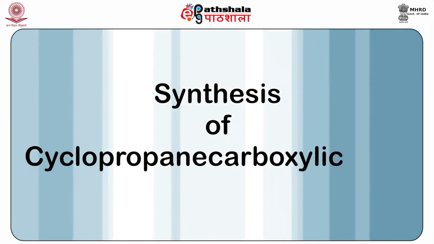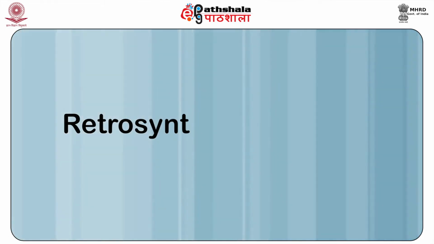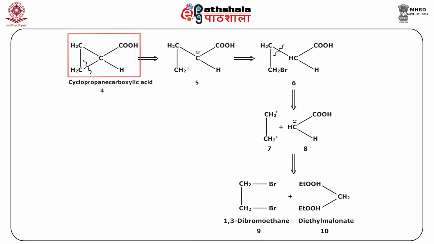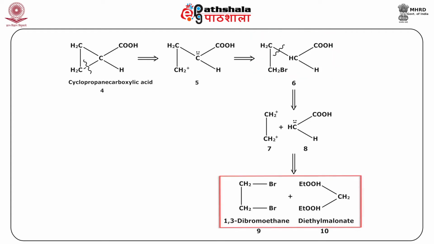Synthesis of cyclopropane carboxylic acid. Retrosynthetic analysis. The retrosynthetic analysis of cyclopropane carboxylic acid shown by structure 4 is given in the figure here. A one bond disconnection approach has been utilized on the cyclopropane ring. The cleavage is heterolytic in nature, leading to the nucleophilic carbon and the electrophilic carbon as shown by structure 5. The compound 5 can be obtained from compound 6, which can further be obtained from compounds 9 and 10 as can be seen here.